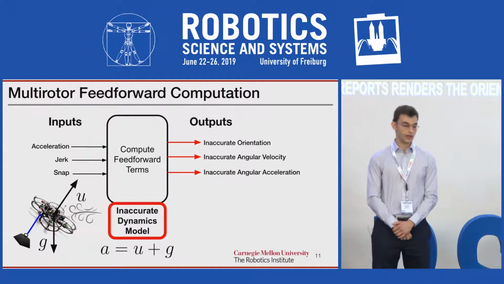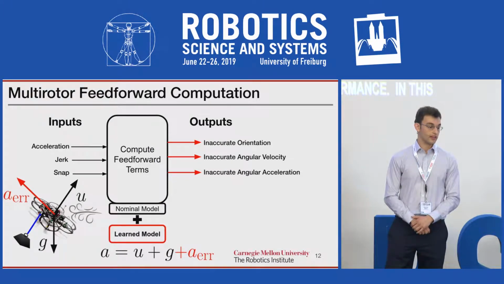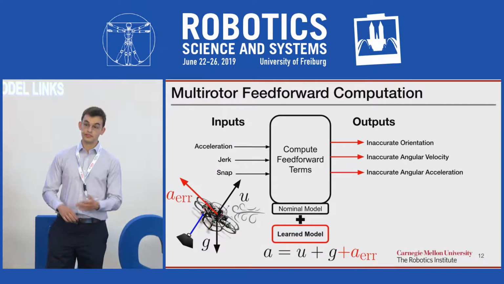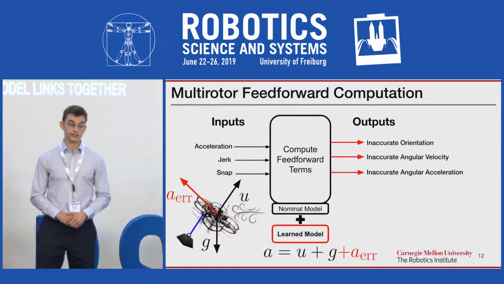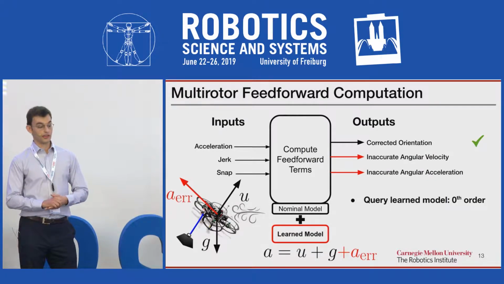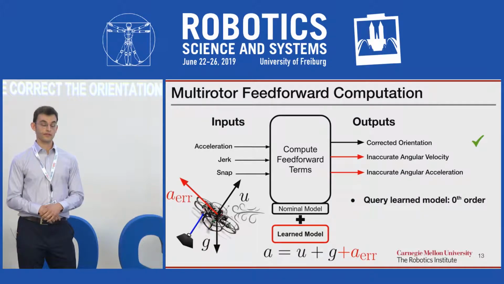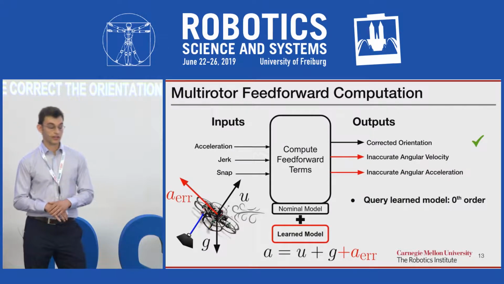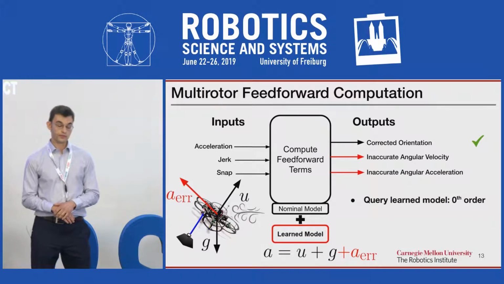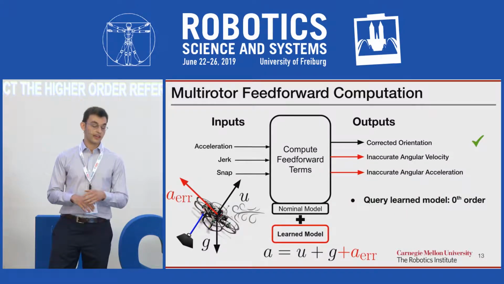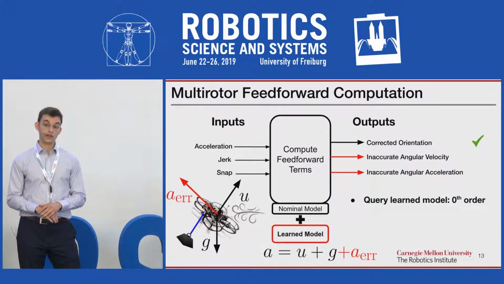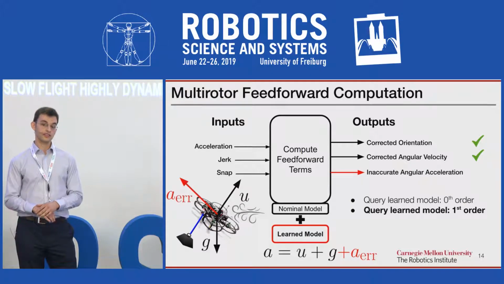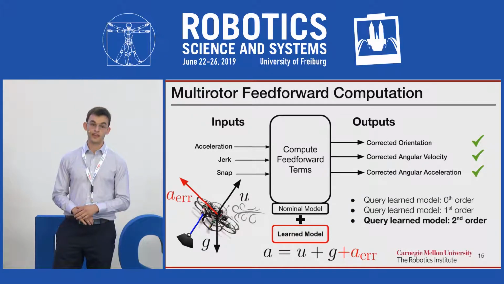So in this work, we learn an additive correction to this model that lumps together all other accelerations not considered by the nominal model. Now, using this learned model, we can correct the orientation references. Specifically, by querying the model to 0th order, we can correct the orientation of the vehicle. Many prior works in quadrotor controls stop here and do not use the learned model to correct the higher order orientation references. While this works well for slow flight, accurate tracking of highly dynamic or aggressive trajectories requires accurate higher order orientation references. By querying the model's first derivative, we can correct the angular velocity, and by querying the model's second derivative, we can correct the angular acceleration.